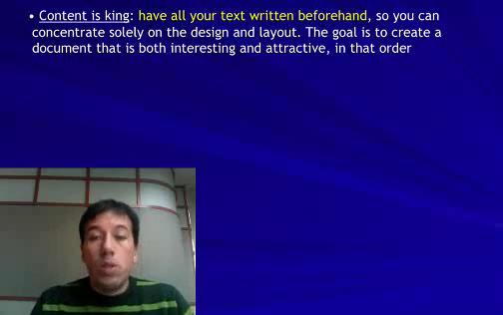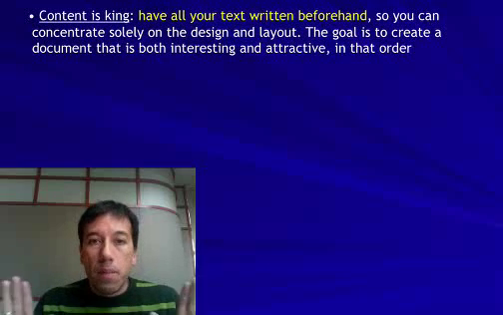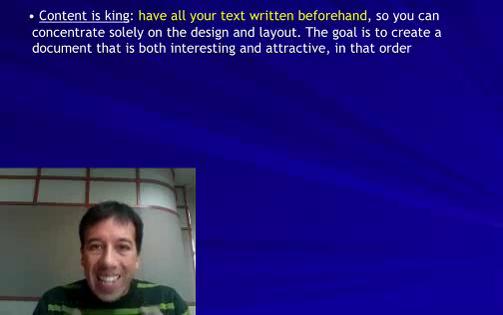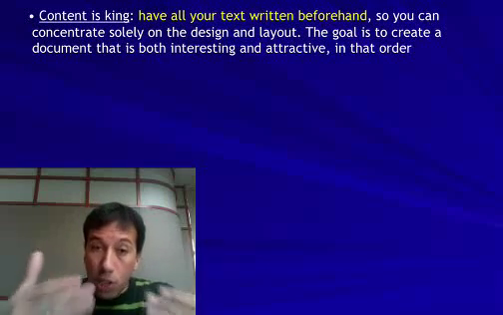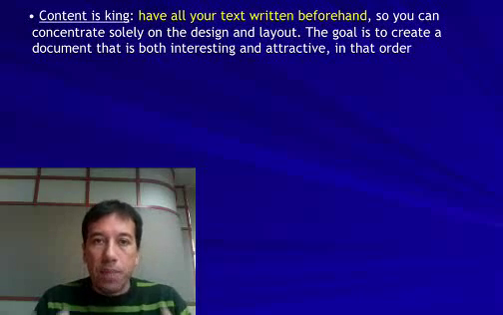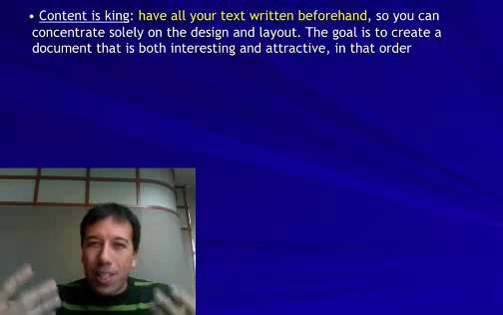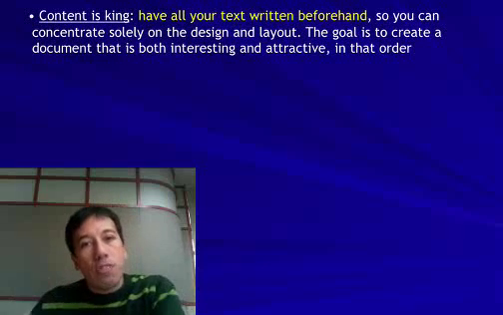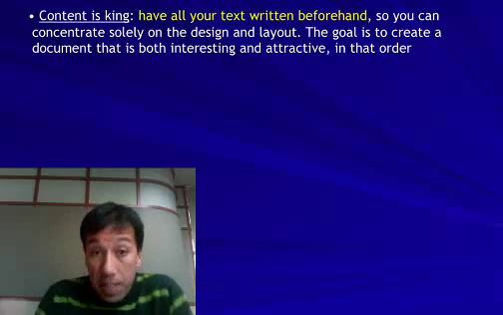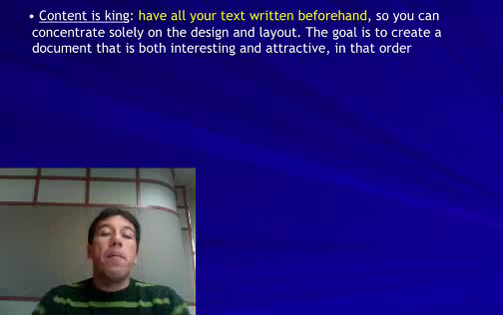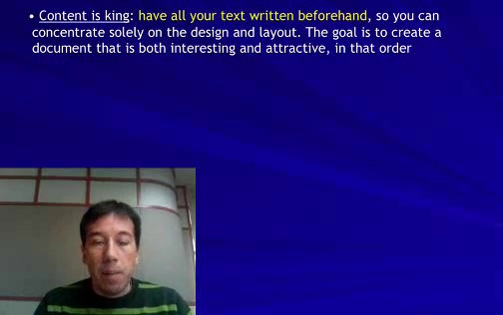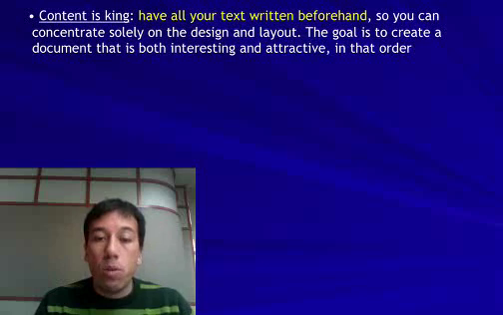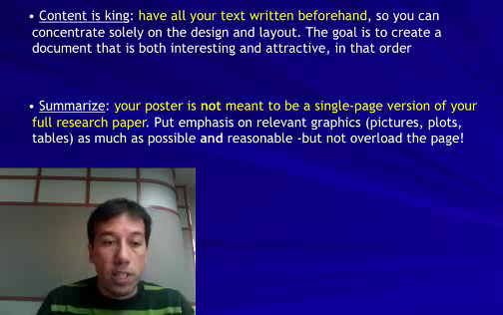Your goal is to create a document that is both interesting and attractive, in that order. You generate your content, you collect your content, you make sure that the content is appropriate. That is the meat of your product. Then it needs to be attractive, and that's a separate process, and that's the process that we are learning about today. I'm not going to tell you about your content. You are the expert. I'm going to tell you how to make it more attractive for your audience.